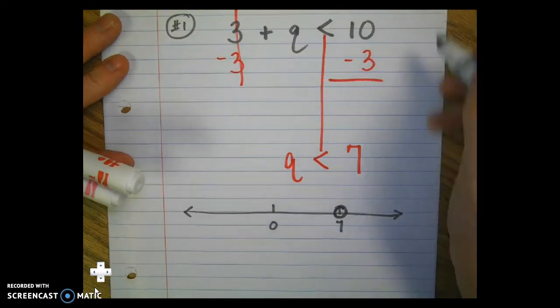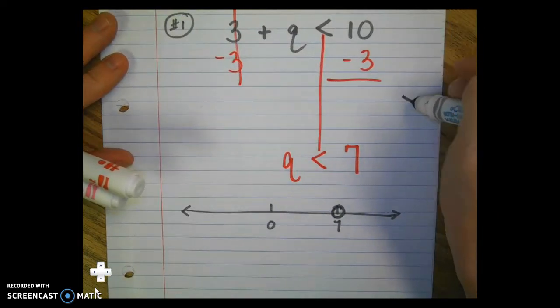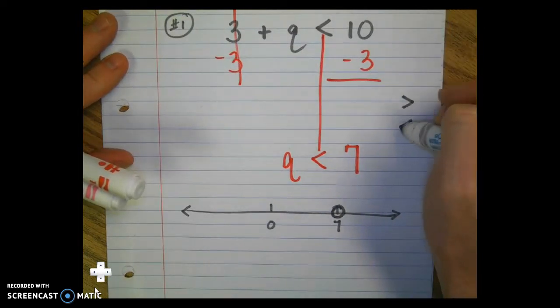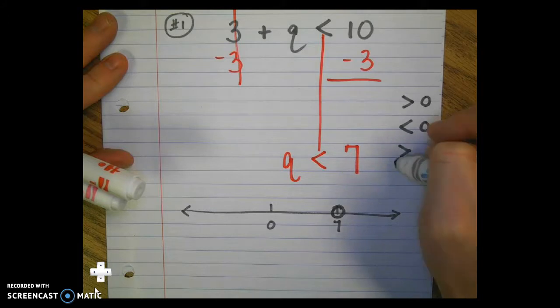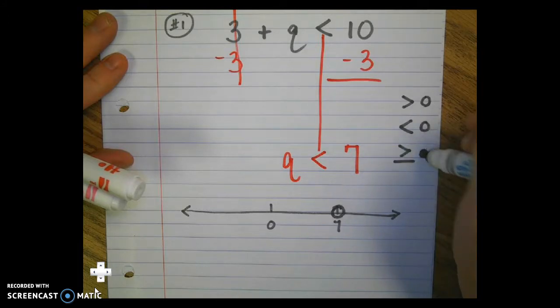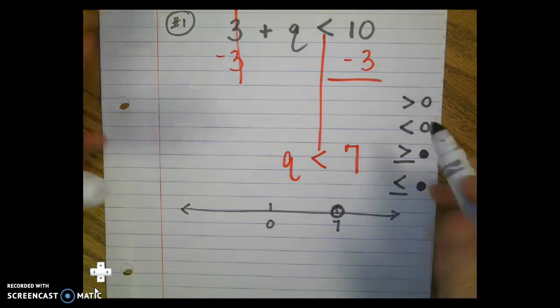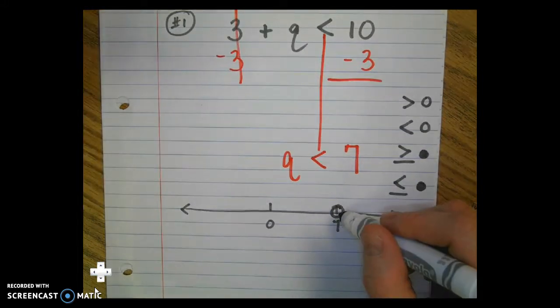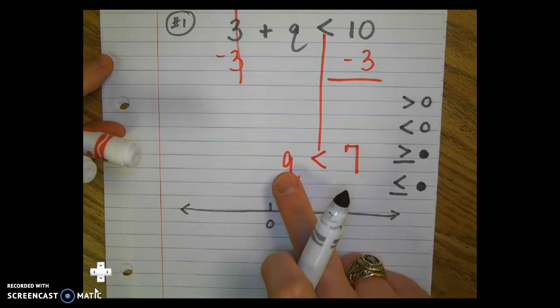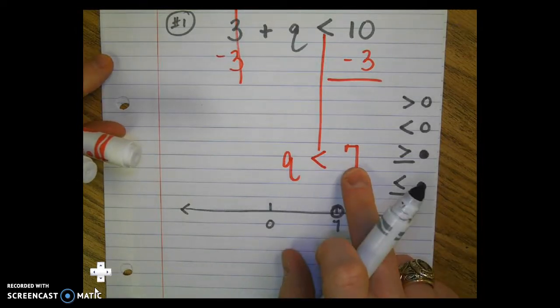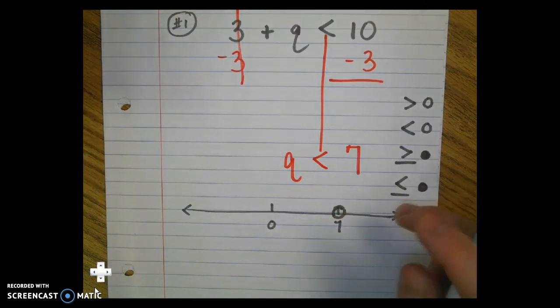Now, I'm going to do a little side note. When it's greater or less than sign, you're going to leave an open dot on the number line. And when it's greater or equal to, you're going to color it in. Less than or equal to, you're going to color it in. It's like a scantron. I'm going to leave that dot open because can I put 7 right here? 7 is less than 7. No, I can't. That does not make sense.